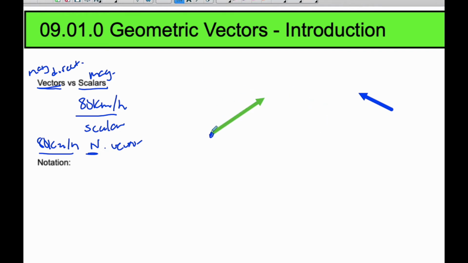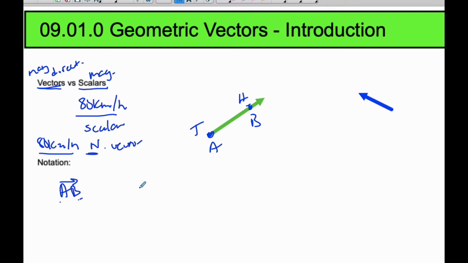If I have this be a point A and this be a point B, then this would be vector AB in that direction. So it always starts at the tail and goes towards the head in that direction, AB. Start at A, end at B.